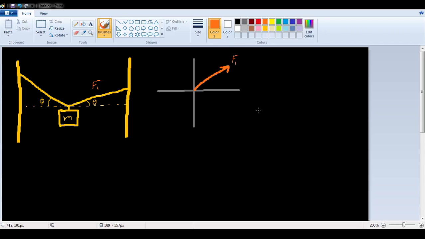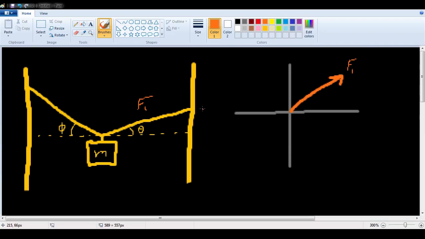Okay, so I've already started drawing some stuff here. Okay, so you said that you were having issues with hanging string problems.